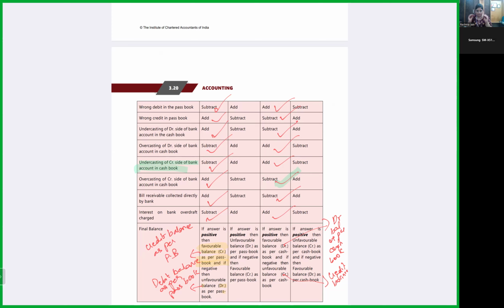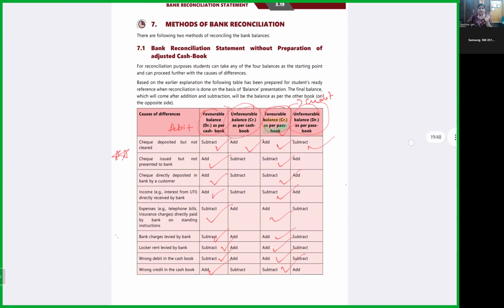So if I am getting a positive balance, it is the credit balance as per passbook. If I am getting a negative balance, it is an overdraft balance as per passbook. So this is the way you have to do the sum. Similarly, just as we have adjusted the cash book, when we start with the passbook, we have to adjust the passbook. Okay, we'll do 3 to 4 and understand.